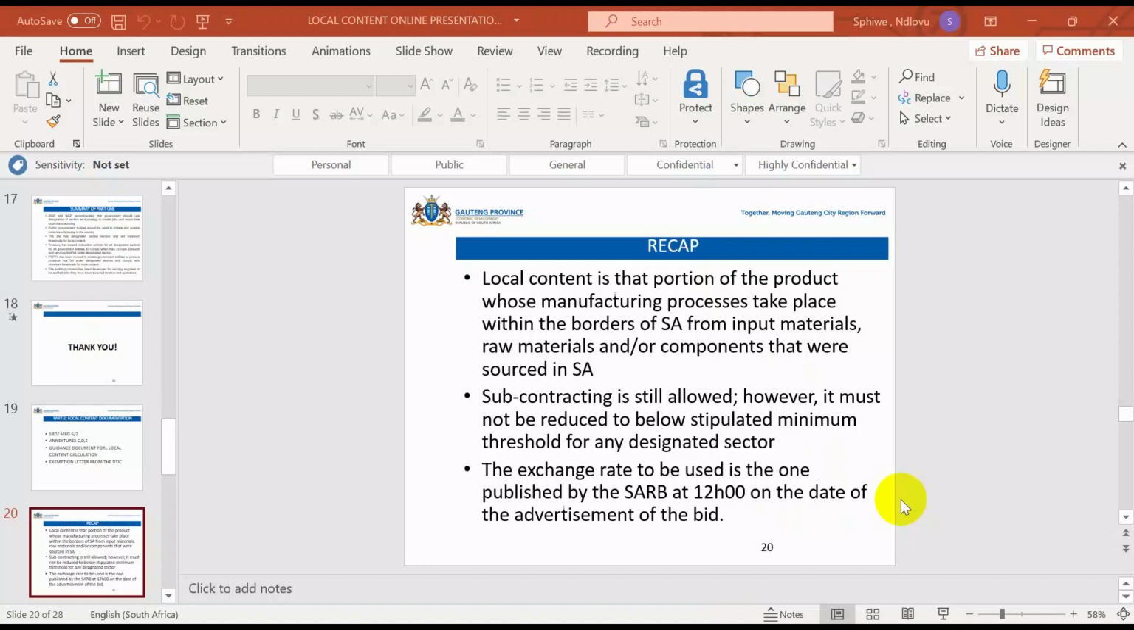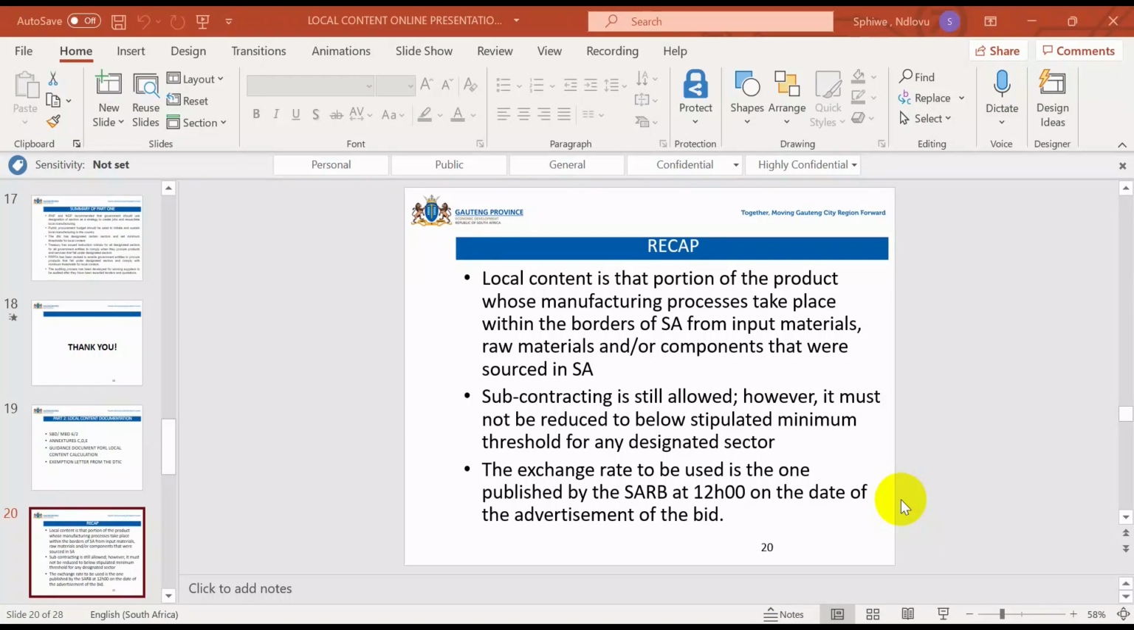Just as a recap from what we had discussed the other week, we have agreed that local content is that portion of the product whose manufacturing processes take place within the borders of South Africa, from input material, raw materials, and or components that were sourced in the country.